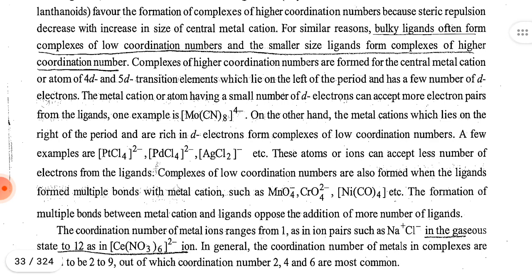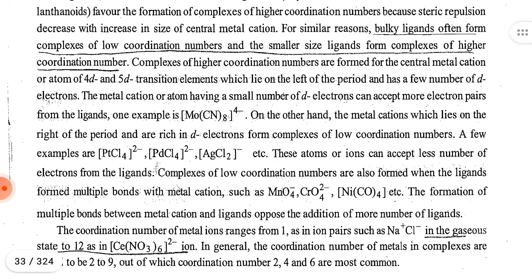Complexes of higher coordination numbers are formed for the central metal cation or atom of 4d and 5d transition elements which lie on the left of the period and have a small number of d electrons. The metal cations or atoms having a smaller number of d electrons can accept more electron pairs from the ligands, one example being MoCN8 4-. On the other hand, metal cations which lie on the right of the period and are rich in d electrons form complexes of low coordination number.